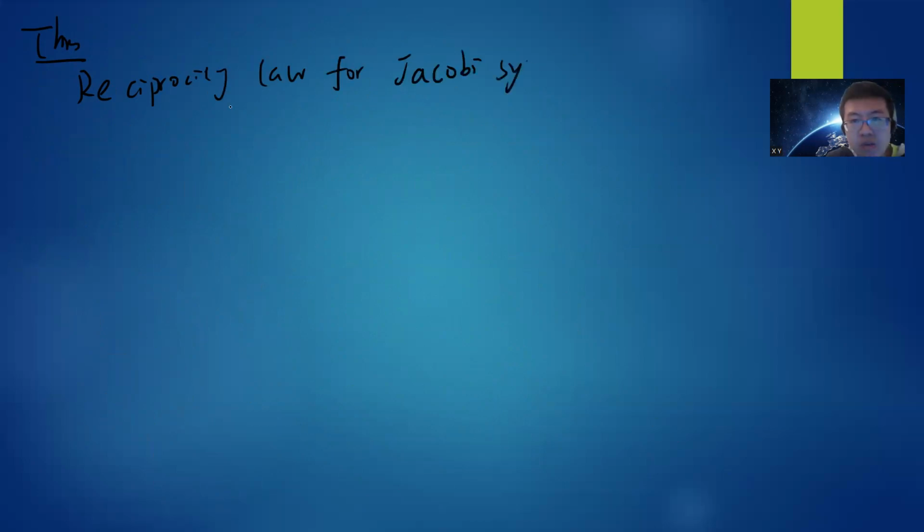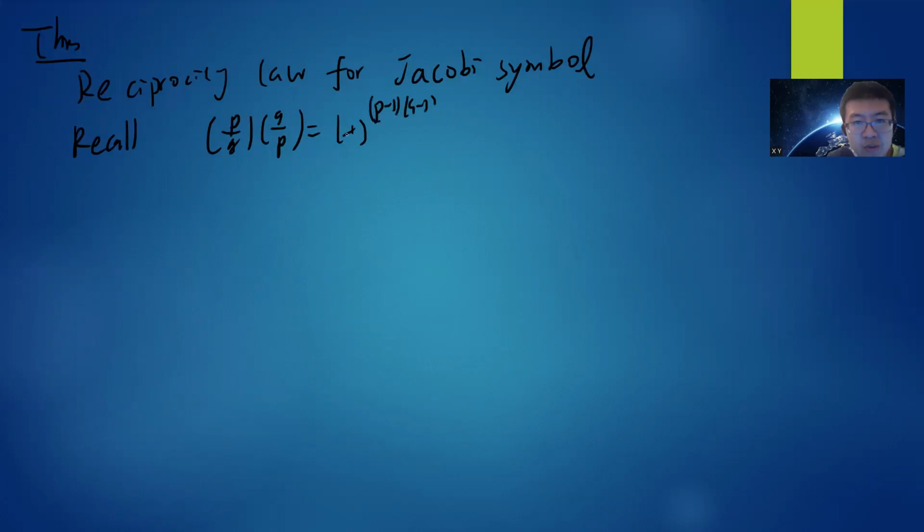Okay, but there are more. We still have a theorem: basically, we still have the reciprocity law for the Jacobi symbol. Recall that in the Legendre case, we get (p/q)(q/p) equals (-1)^((p-1)(q-1)/4). So this proof is very complicated. It has to be proved, and you can use Gauss sums.